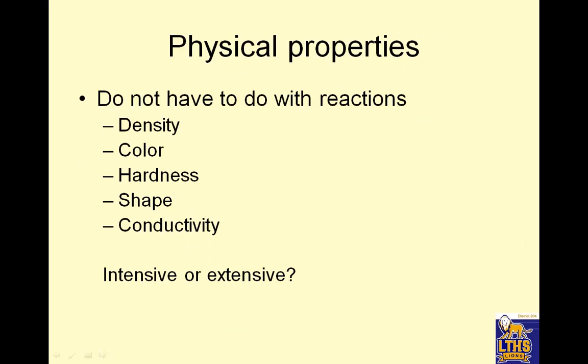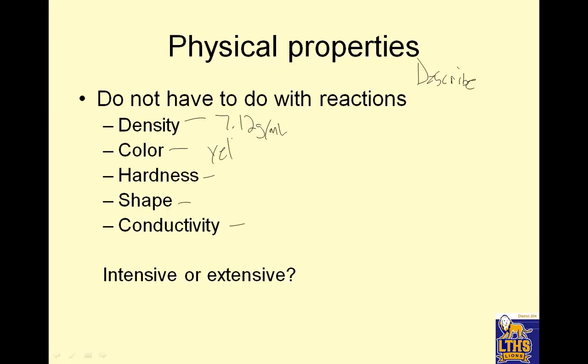Physical properties do not have to do with reactions. They're just the way you describe them, right? Just describe without reactions. What's the density? What's the color? What's the hardness? What's the shape? What's the conductivity? So if I'm looking at a gold ring, I could say the density of the gold ring is the density of gold, 7.12 grams per milliliter.